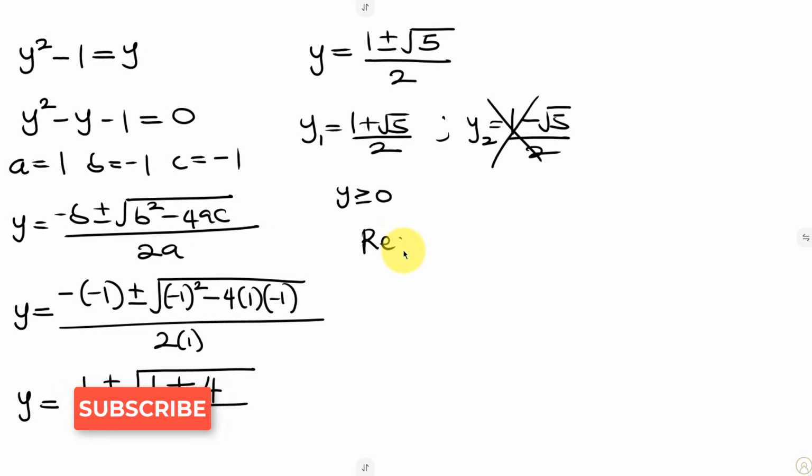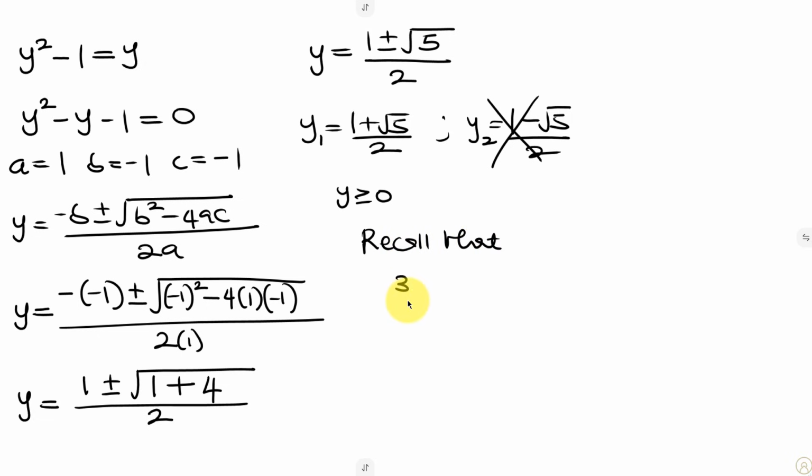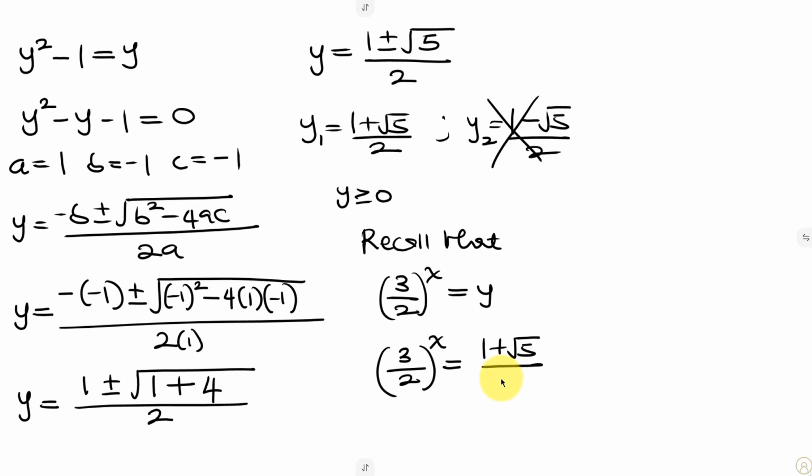Now recall from our substitution that we said let (3/2)^x be equal to y. Now we substitute the value of y here. So we have (3/2)^x to be equal to y. y is (1 plus the square root of 5) all over 2.